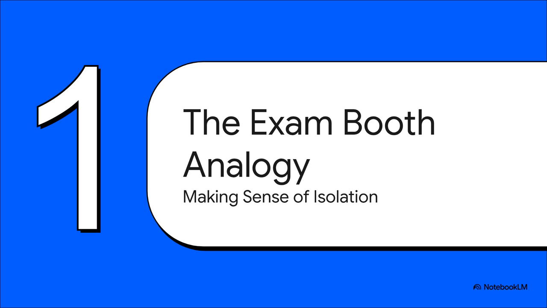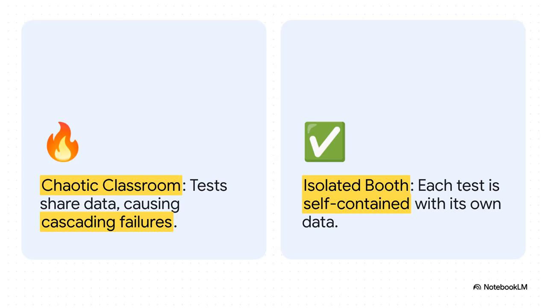To really wrap our heads around this, let's start with a super simple analogy. Imagine you're a teacher trying to run a final exam. On the left, you've got the chaotic classroom. This is where your tests share all the same data and resources. One test makes a mess, and the next one comes along and trips over it, causing a failure. It's total chaos. But on the right, that's our goal, the isolated exam booth. Here, every single test gets its own pristine private environment. It has its own dedicated data. So now if a test fails, you know for a fact it's a real bug, not just some side effect. Debugging becomes a million times easier.